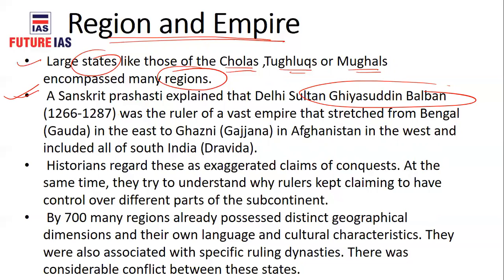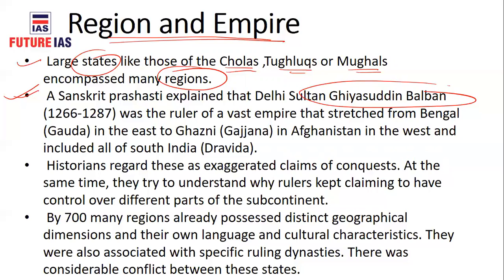And many historians also regard that there are certain exaggerated claims of conquest, because nobody has written down those conquests, right? So they may have exaggerated also. And they try to understand why rulers kept claiming control over different parts of the continents: to influence other kingdoms lying nearby. So to gain influence, to gain control over distant lands, different rulers started claiming control over different parts of the continents, right?